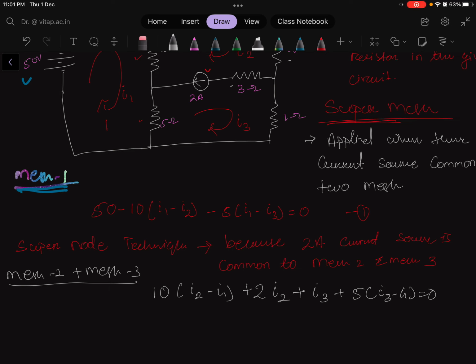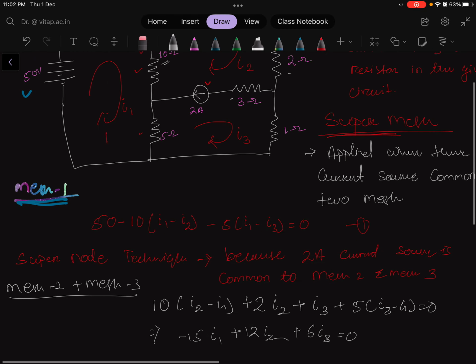Now, this will be my mesh equation for the super mesh. If I solve this, then what can I get? If I do the addition and subtraction, I will get minus 15 I1 plus 12 I2 plus 6 I3 equals 0. Okay, this is what we have written for the super mesh.